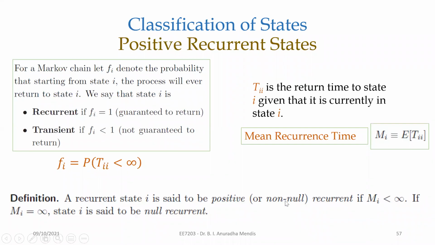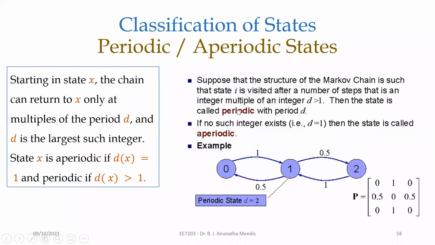So if it is a finite value, we call positive recurrent. If it is infinite value, we call null recurrent. Okay. So that is how you identify positive recurrent and null recurrent states for transient. Okay, so this is the next classification. Now you know several classifications now.